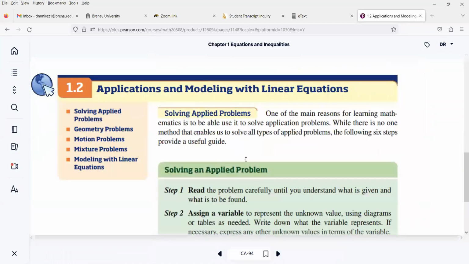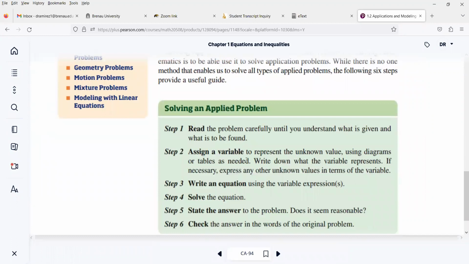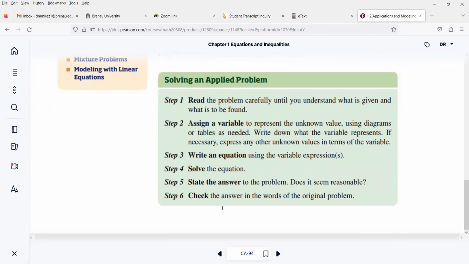Okay, step number 1, read the problem carefully until you understand what is given and what is to be found. Number 2, assign a variable to represent the unknown value using diagrams or tables as needed. Number 3, write an equation using the variable expressions. Number 4, solve the equation. 5, state the answer in terms of the problem. And 6, check the answer in the words of the original problem.